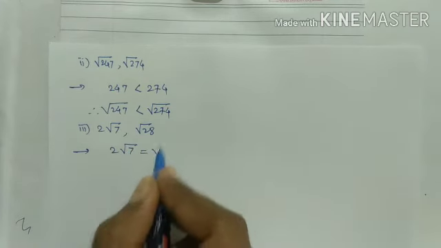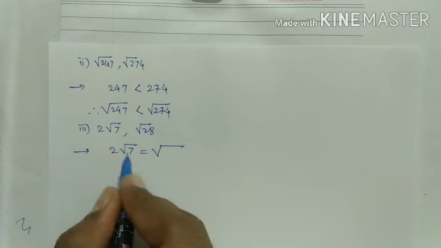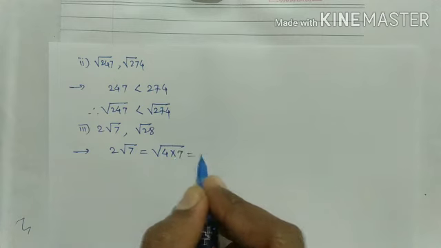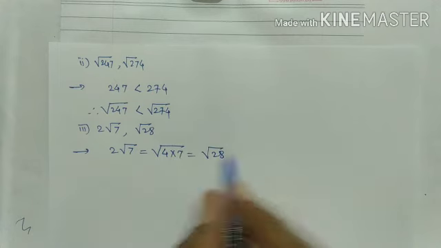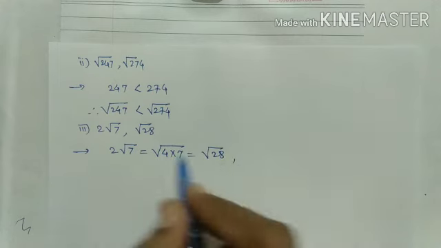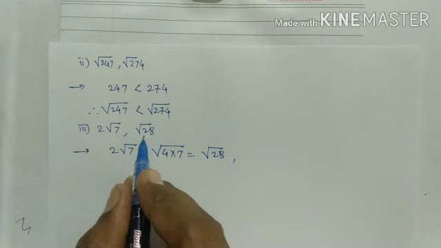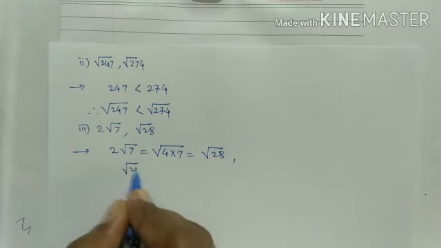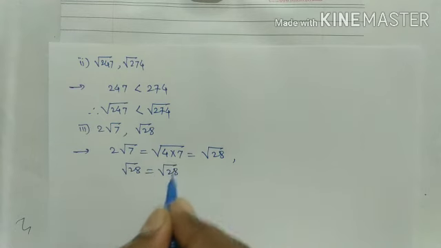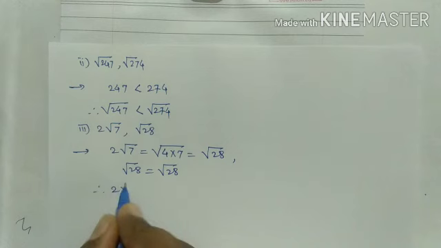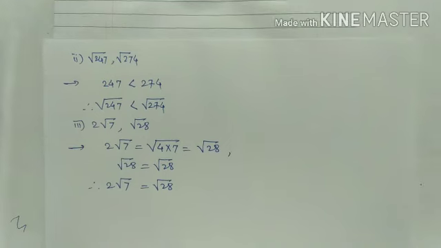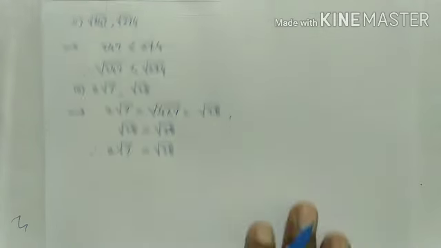2 root 7 equals to, the order is 2, so we have to take its square inside the radical sign. Square of 2 is 4 into 7, that is equals to root 28. Here the second one, the second of the pair, is root 28. Here this root 28 equals root 28. Therefore this 2 root 7 equals root 28. That is, these are equal surds.